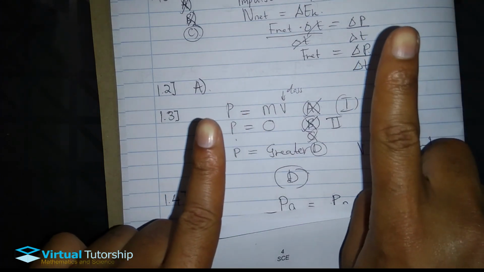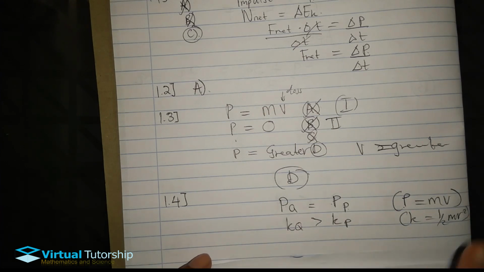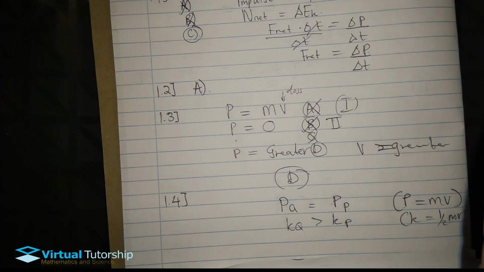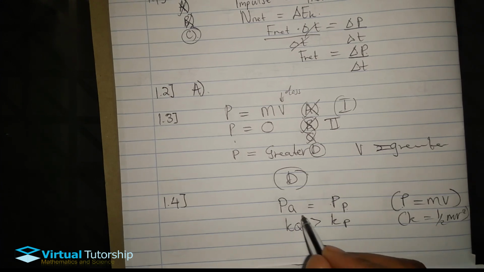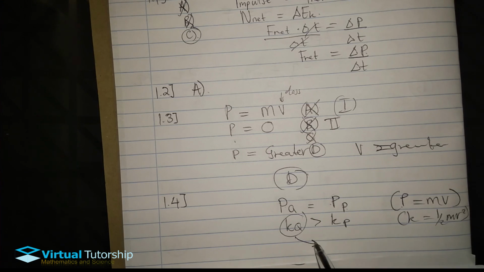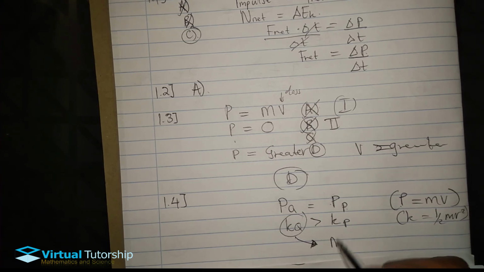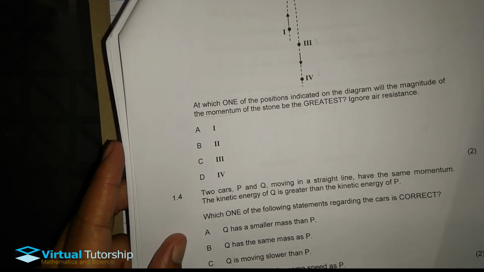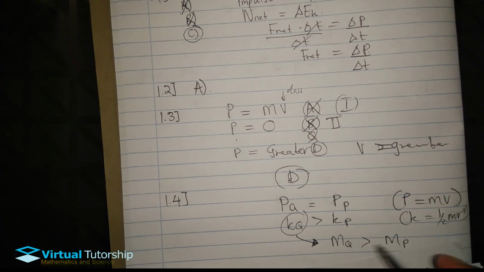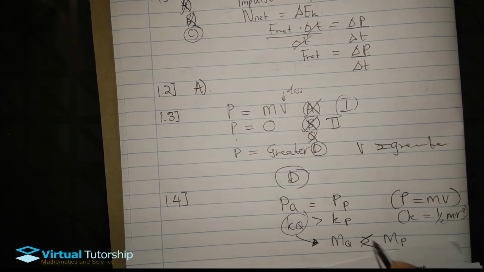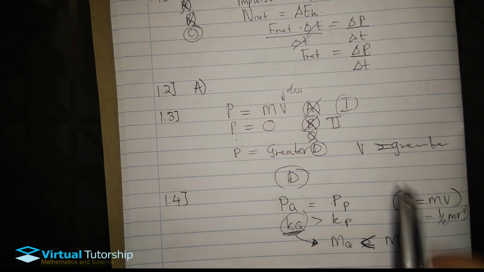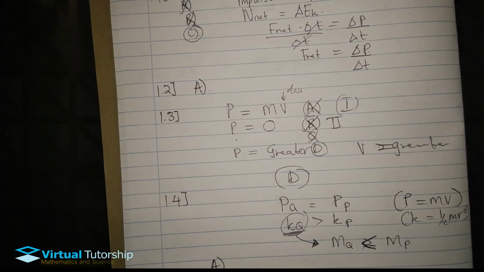It's possible to get the same momentums but different kinetic energies. So if their momentums are equal, the one with the less mass will move much faster and will have a higher kinetic energy. So the one with the lowest mass will have the highest kinetic energy. So the mass of Q will be less than the mass of P, because the one with the highest kinetic energy will have the lowest mass. So Q has a smaller mass than P. So this is our solution, this is a no brainer.